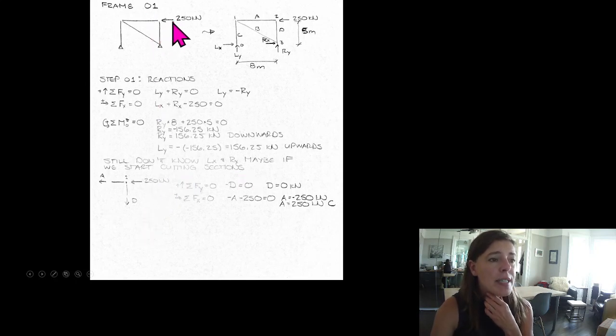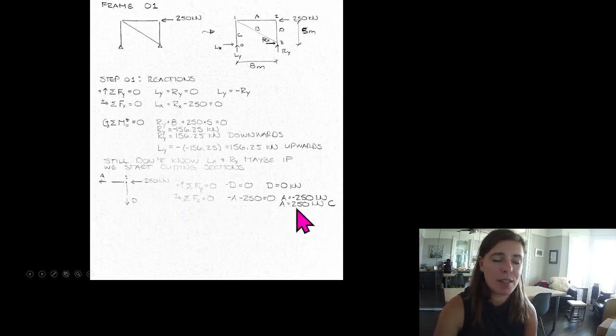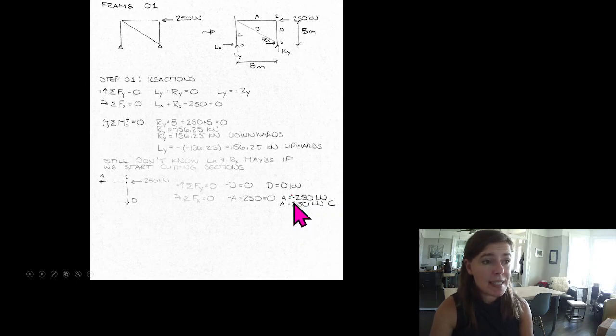Let's cut our first section right here at A and D with 250 kilonewtons on it. So you can see here we've got A and D drawn in tension and our applied load. Well, the sum of the forces in the y direction, D, equals 0. Okay? The sum of the forces in the x direction, A, equals 250 kilonewtons of compression. So, easily, we've already got A and D. There's only 2 more unknowns in this, but also our Ry, our Rx, and our Lx.